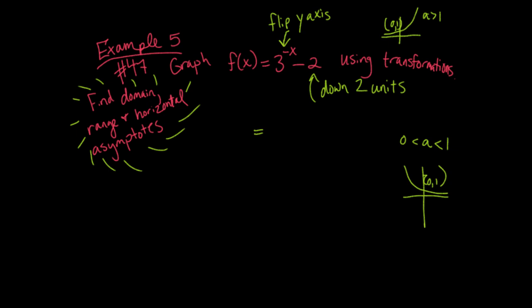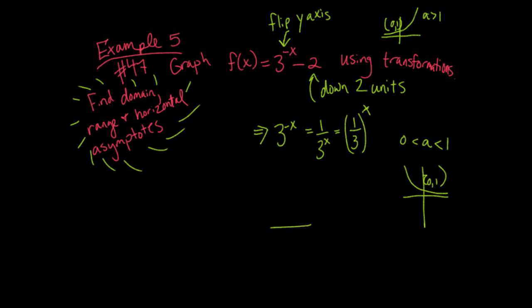But think about 3 to the negative x. What's 3 to the negative x? 3 to the negative x is 1 over 3 to the x, right? And you could just rewrite this because 1 to anything is just 1. So this is the same as (1/3) to the x power, right? So that really is thinking about a function whose base is between 0 and 1. Okay, so I want you to keep that in mind. And then you just go down 2 units.